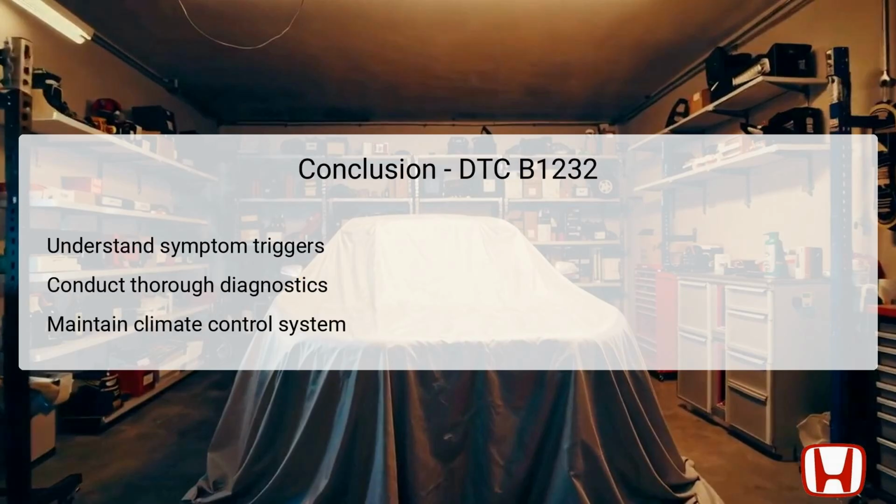In summary, addressing DTC B1232 effectively involves understanding the role and location of the evaporator temperature sensor in the Honda Civic 2011 to 2015 models. By recognizing the symptoms that may be triggered by this error, such as inadequate cabin temperature or HVAC malfunction, a technician can take appropriate troubleshooting steps.